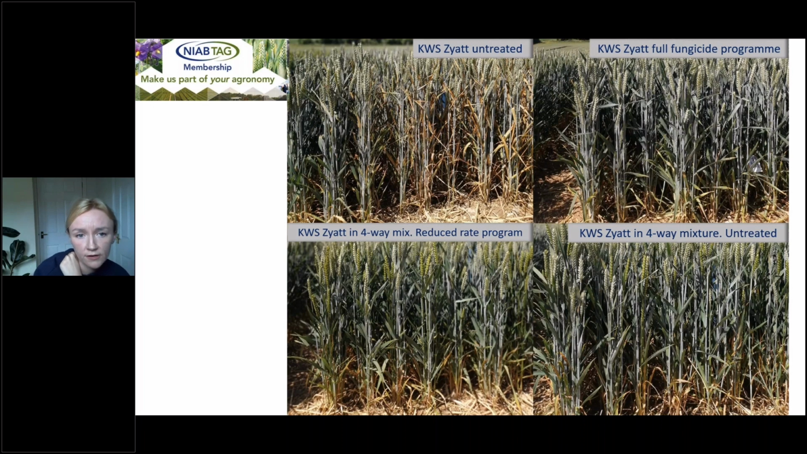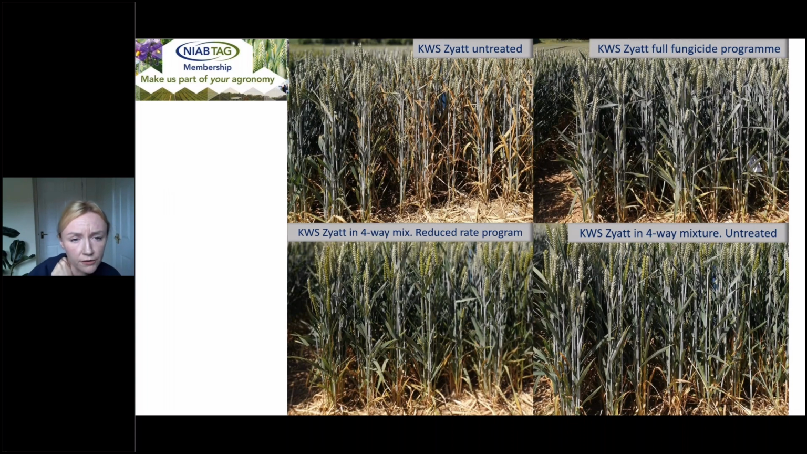We had them completely untreated, so no fungicide at all. A reduced rate program, so that was a third dose of Revistar and Univoc at T1 and T2, and then also what we call a full fungicide program, which is basically a farm standard program. And I think this is really the message we're trying to get across with mixtures, is that it's not one or the other. It's about using all the tools available to you in an integrated program.